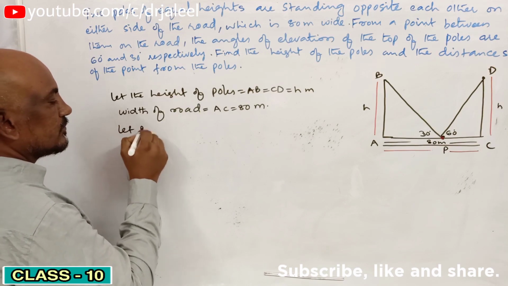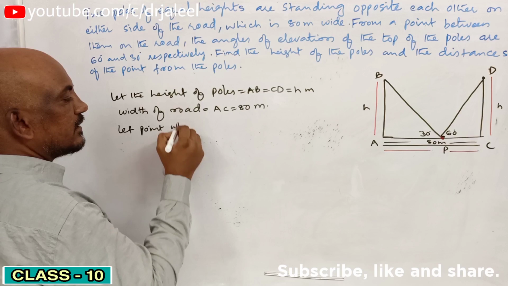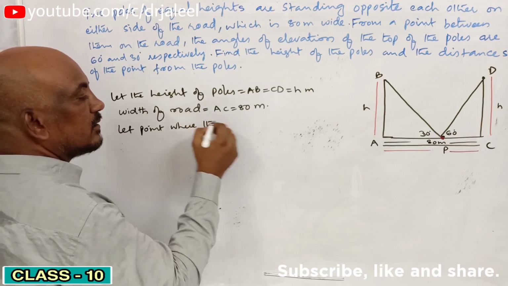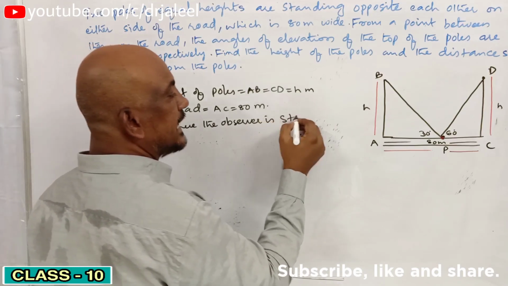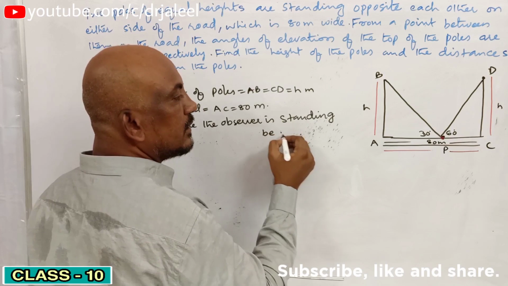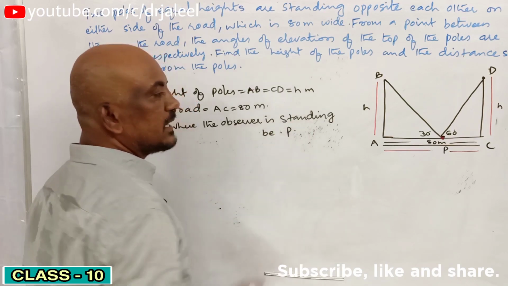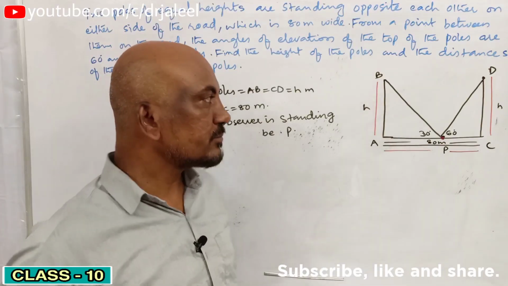Let the point where the observer is standing be P. I am taking the point as P. So from this P he is observing.